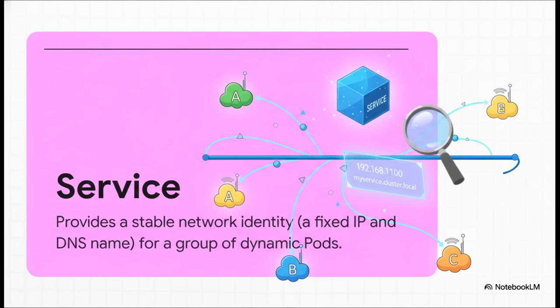And that's exactly what a service is. It's an abstraction, a stable front that gives a whole group of pods a single, reliable network identity. It gets one fixed IP address and one DNS name that never, ever changes. It just acts as a dependable entry point and automatically routes traffic to whichever healthy pod is ready to take it.